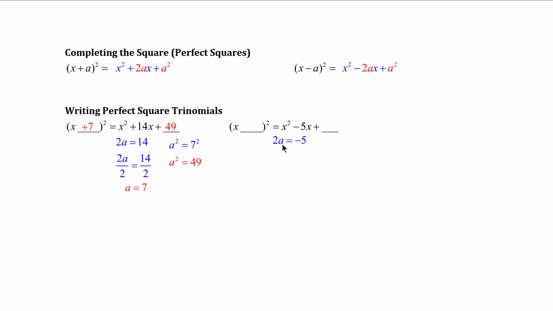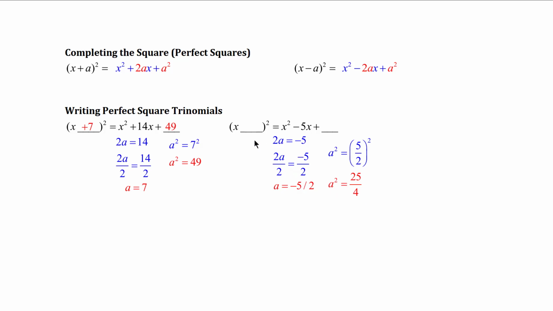Next we solve for a by dividing both sides by 2. We get 2a divided by 2 is equal to a, and −5 over 2 is just −5/2. So a is equal to −5/2. Next we just square our value for a, so a squared is equal to (5/2)², which is just 25/4. And now we fill in the blank spaces.